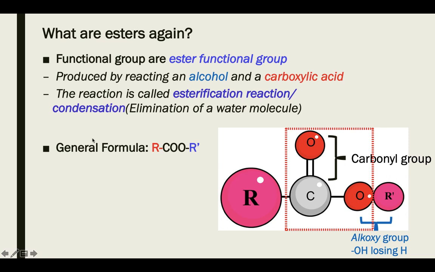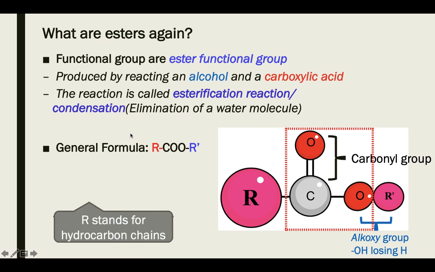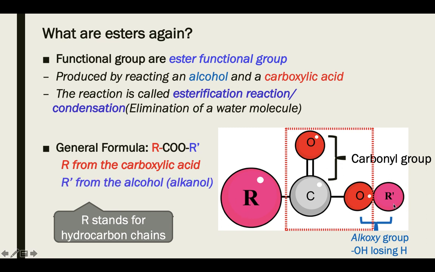So the general formula writes like this, and we must be able to tell which part used to be the carboxylic acid and which part is the alcohol. Here in the general formula, the R stands for hydrocarbon chains. This red R on the left-hand side is directly connected to the carbonyl group, that is the carbon double bonded to the oxygen. And this hydrocarbon chain used to be in the carboxylic acid. And the other R, the other hydrocarbon chain, that's directly connected to the oxygen in the ester functional group, used to be from the alcohol.